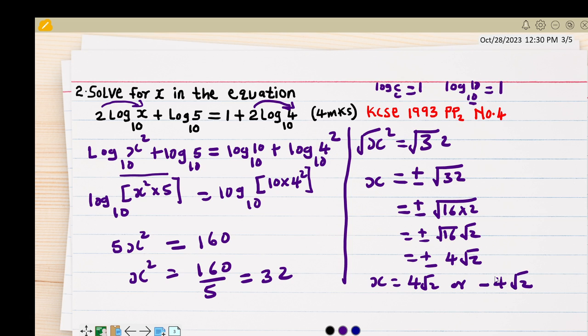But you realize that on the given question, if we pick the negative 4 root 2, and you substitute it in this equation, you are going to end up with the logarithm of a negative number. And we know that the logarithm of a negative number does not exist.